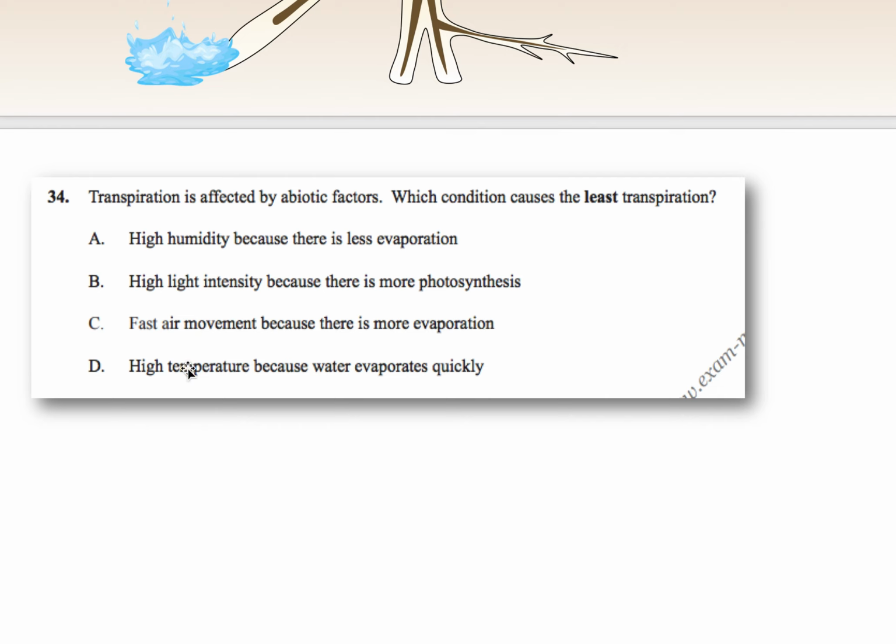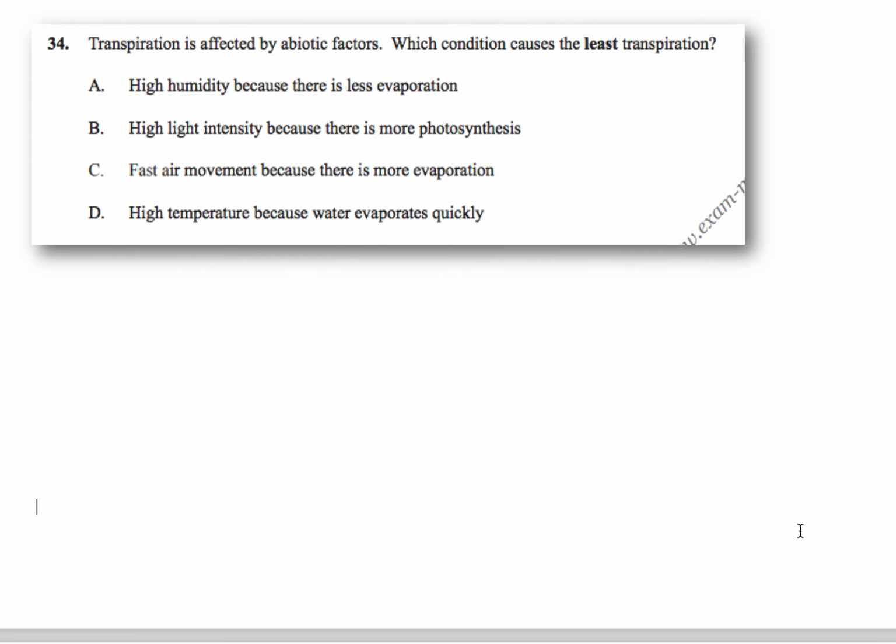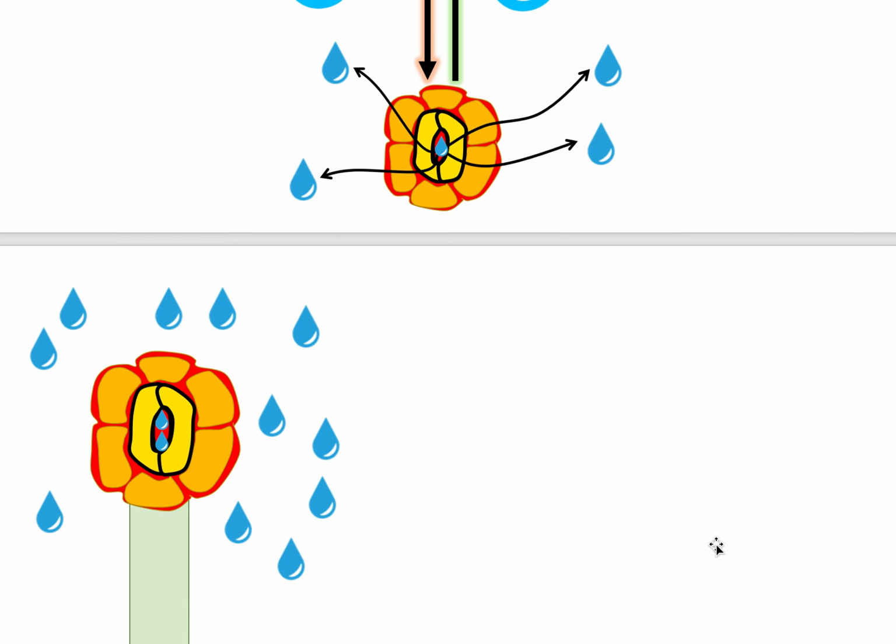Okay, so how about D? High temperature because water evaporates quickly. So we know high temperature causes you to sweat more, right? Water will leave your body more quickly. So that's the same in plants. So it's definitely not D. High temperature will increase transpiration, doesn't make the least transpiration. Oh, sorry. So yeah, it is A. It's definitely A. Next one.